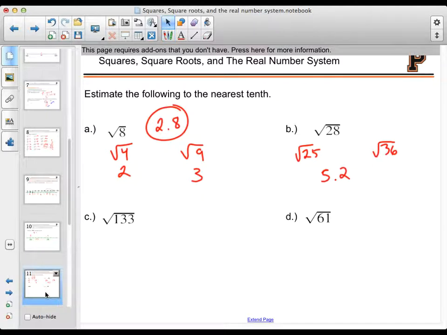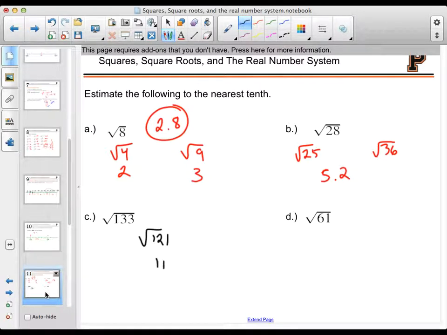Square root of 133. Going up the list a little bit, somewhere between 121, which is one of the perfect squares, this would be 11, and then square root of 144, which would be 12. Well, let's see, 133. 133 is about 12 units away from 121, and about 11 units away from 144. So this is probably smack dab in the middle. We're going to estimate this at 11.5. Again, you can punch it into your calculator to check.